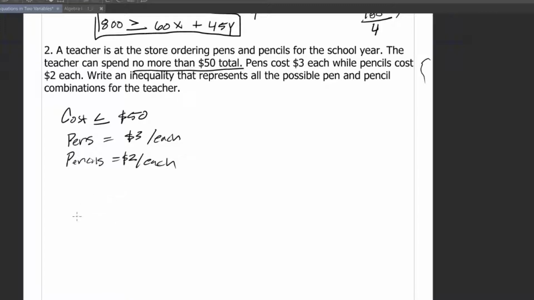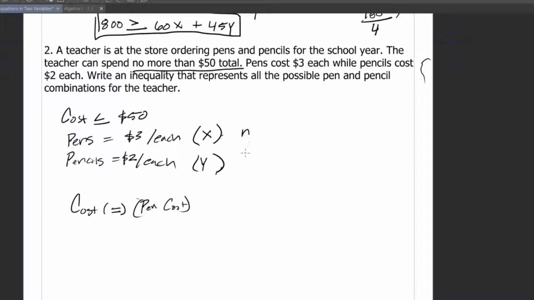Right? This one's pretty straightforward. We know the general equation is going to look like cost is, and you'll have your inequality here. So I'll put an equal in parentheses here just to represent that that might not be equal. It could be less than or equal to, greater than or equal to, less than or greater than. And you'll have your pen cost times the amount of pens sold, which we're going to represent with X, and pencils we're going to represent with Y.